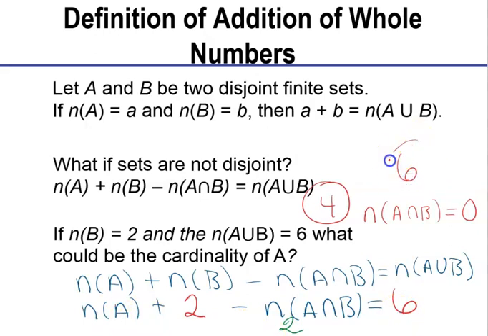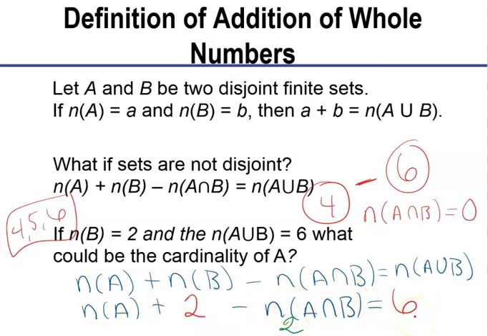Now that's the most it could possibly be. Also, it could be between there. So it turns out that the number in A could be 4 or 5 or 6 for this to be true. Again, if the intersection is disjoint, the intersection B is 0, so 4 plus 2 is 6.